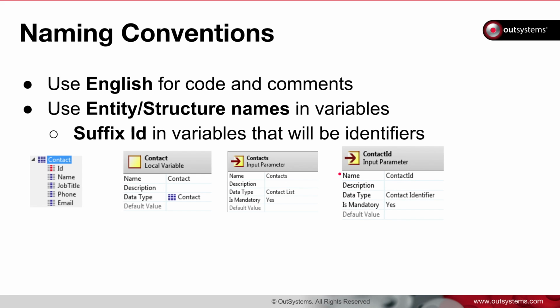We should also use a suffix ID in variables that will be identifiers. So you can have a contact ID, which is an input parameter in this case. If we have such a name on an input parameter or a local variable, then the platform will infer a contact identifier data type.